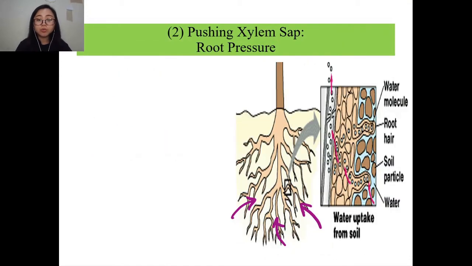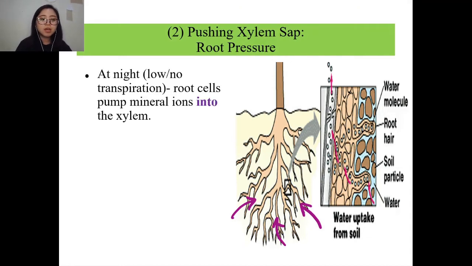Okay, now we are going into the second explanation. The second explanation talks about pushing the xylem sap using root pressure. So, tadi itu transpiration yang berlaku pada waktu siang. Pada waktu malam, kita tiada transpiration. At night, there is low or no transpiration.